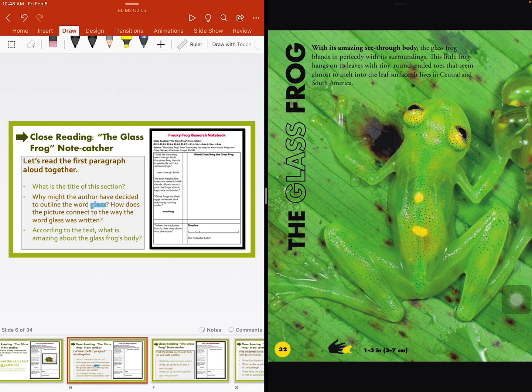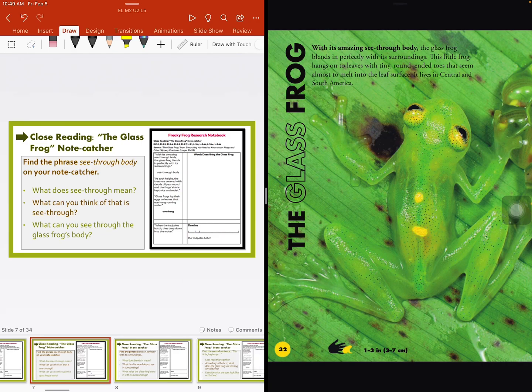Why might the author have decided to outline the word glass? Yeah, because glass is sort of see-through, so when they did that, they tried to make the word glass look a bit see-through. How does the picture connect to the way the word glass was written? Right, the picture of the glass frog shows how there's parts of the glass frog that are kind of see-through. And according to the text, what is amazing about the glass frog's body? Yeah, that it's see-through.